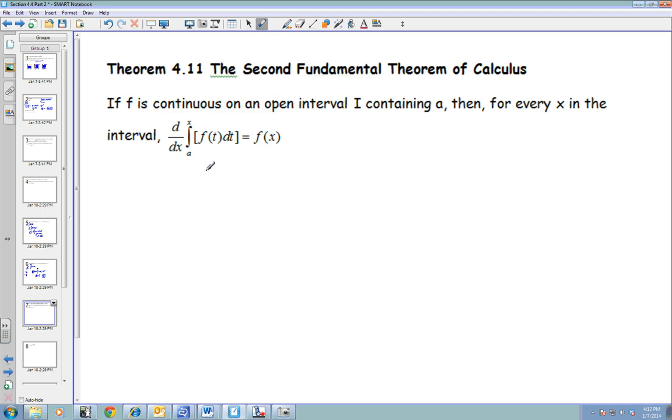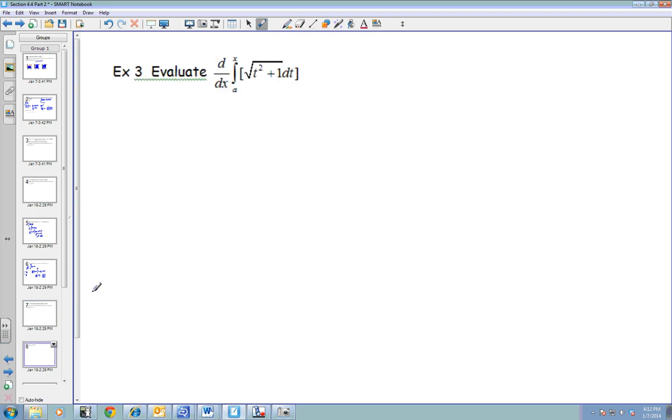Now that sounds really confusing, okay, but it's actually really easy. It's kind of common sense. If I'm finding the derivative of an antiderivative, doesn't it make sense that I just end up with my original function? Here's what it looks like. And here are the rules. And first of all, this example 3, this is a typo. This is a 0 right here.